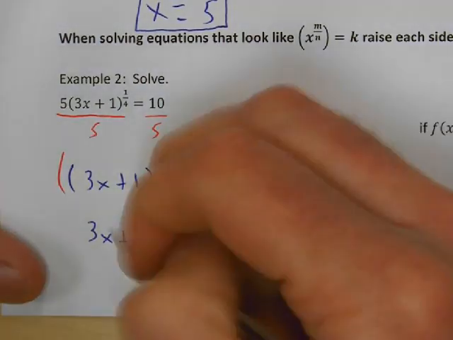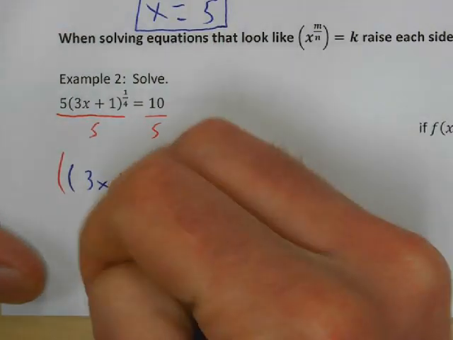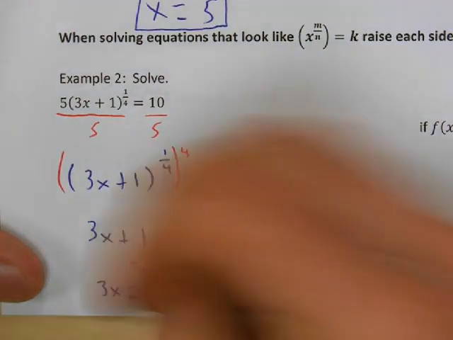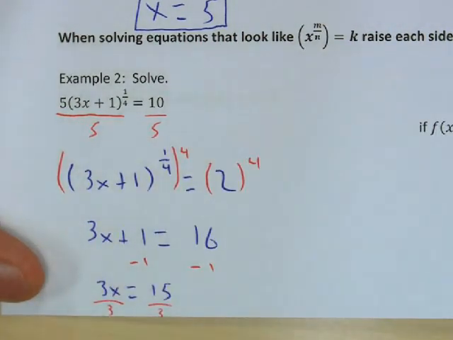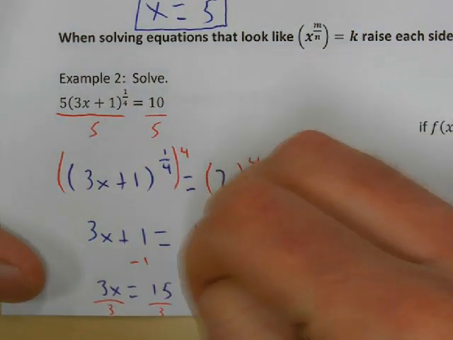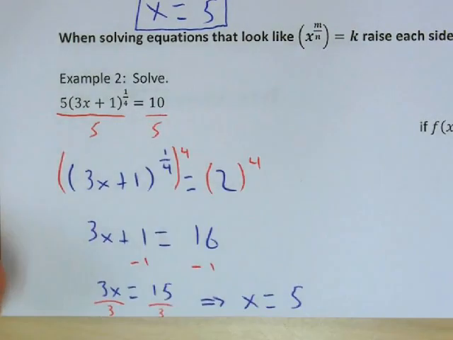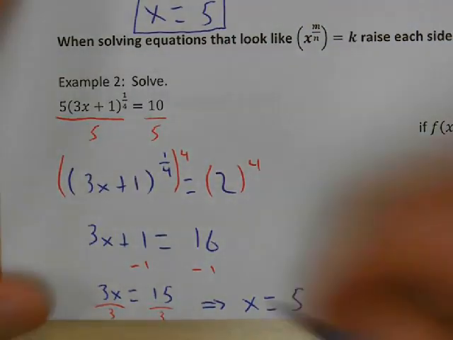Okay? Next, subtract 1 from both sides, and we get 3x equals 15. And then divide both sides by 3. And then we're going to get over here x equals 5. Okay? And again, you can always check your answer, but yeah, that one is correct.